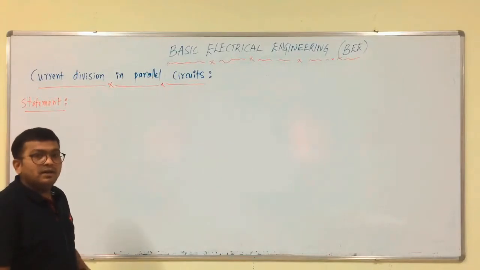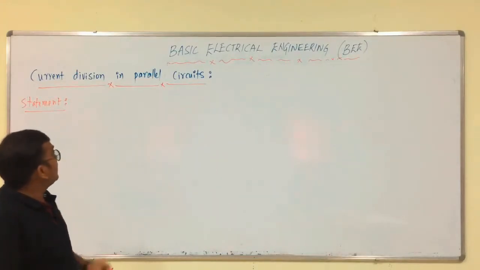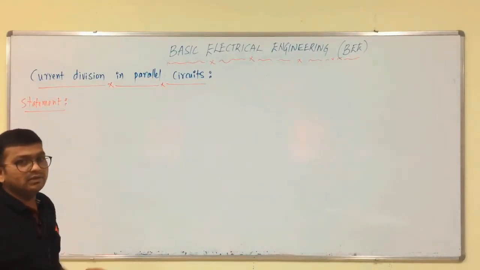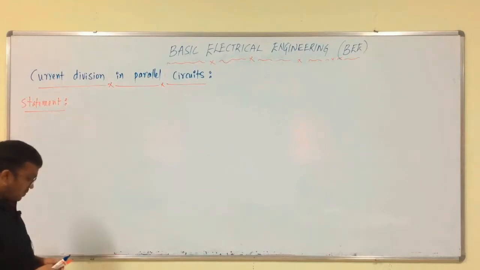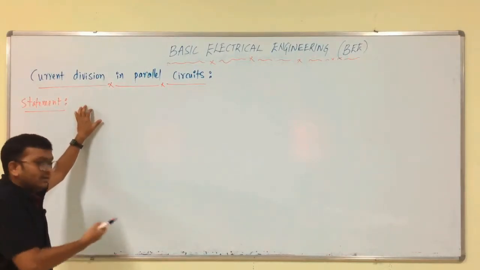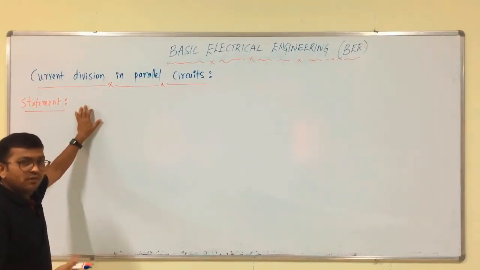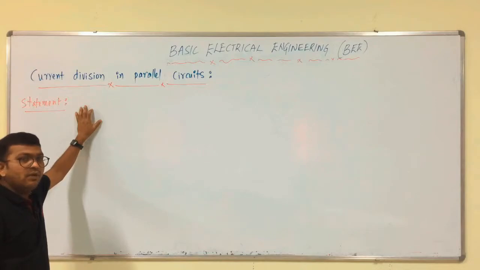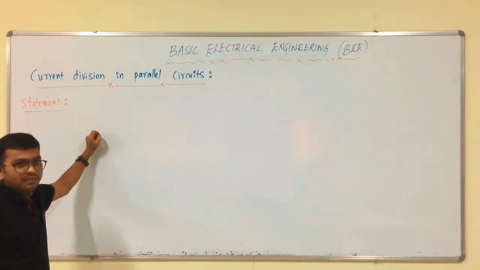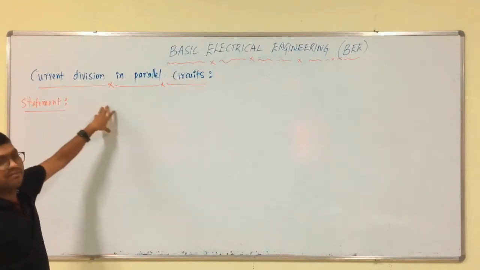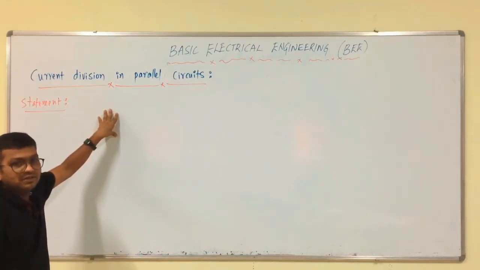Hello everyone. Now we have to discuss the current division in parallel circuits. How the current division takes place in parallel circuits. After the derivation, after the proof, we will write the statement of that current division principle. Now we have to do the proof of that current division principle. Later we will write that statement based upon the equations.